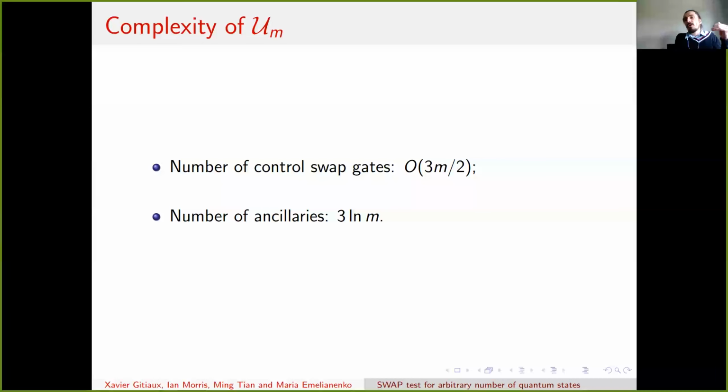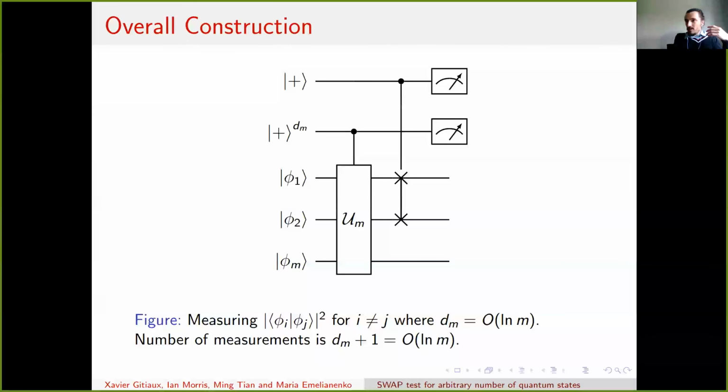So here is the overall circuit I'm drawing, with the unitary and the control swaps on the ancillas. That's going to compute all of it. When you do the measurement on these ancilla wires, you will be able to link back to the overlap between phi i and phi j for all pairs i and j, and all of this using only an order of magnitude log m measurements and a linear amount of control swap gates.